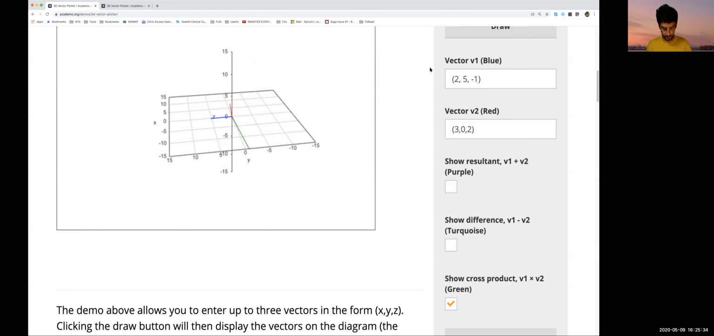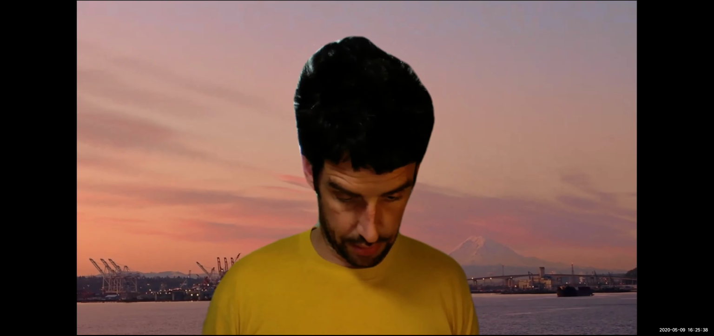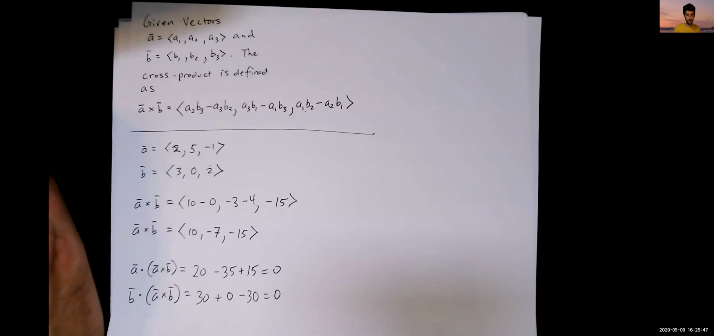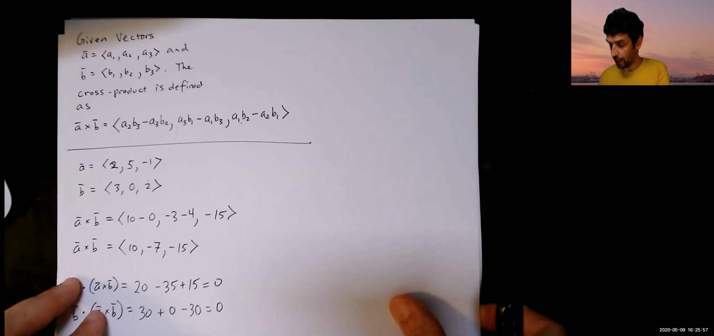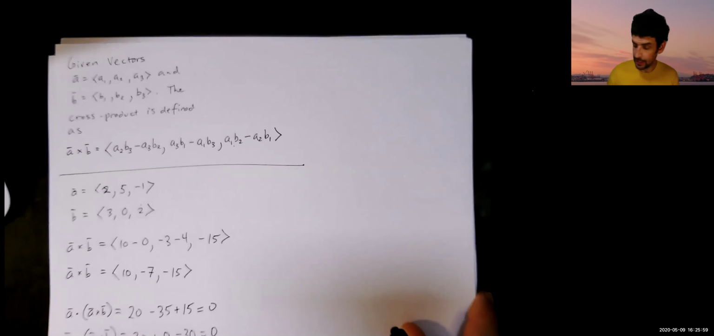So moving on, let's do a couple more things about the cross product. Let me go back to the paper. There are a couple other properties we should mention that are kind of implied by some of the things we've done here.